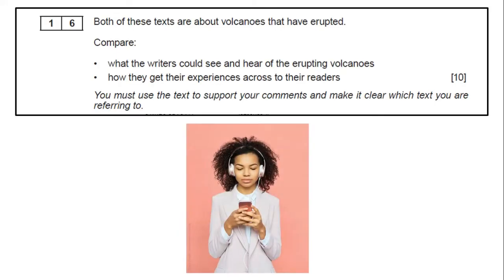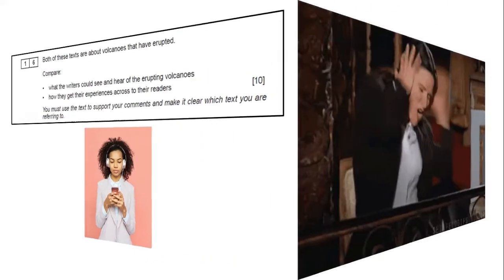So remember, the question is about what they can see and hear. Just for this video, because I want to keep it short, we're just going to talk about what the writers could hear about the erupting volcanoes and how they got their experiences across. Obviously when you do it in the exam, you'd get a highlighter and highlight anything to do with sound. So Robbins, the only thing he really said was that the volcano had a low boom, and Sandrick said it was very loud, panic-stricken and deafening. So the 21st century one just said the volcano had a low boom, and the other one said very loud, panic-stricken and deafening.